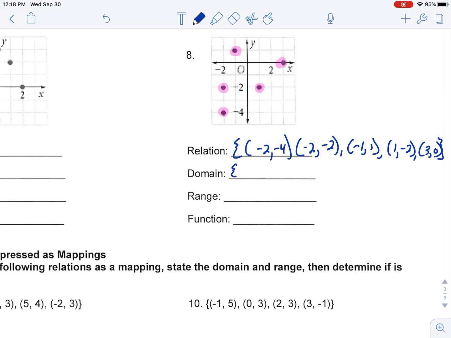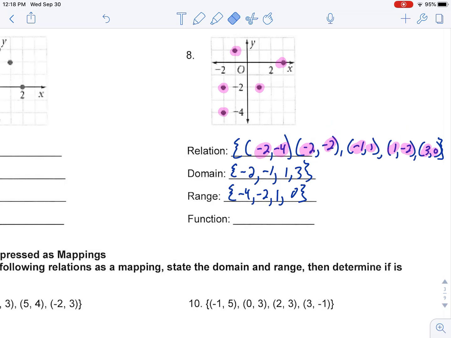The domain is a list of all the x values. So we've got -2, followed by -1, and then 1 and 3. The range is just a list of all the y values. So that's going to be -4, -2, and then 1, -2, 0. Okay, I don't have to write -2 again because we already had it once. So I'll just put 0.